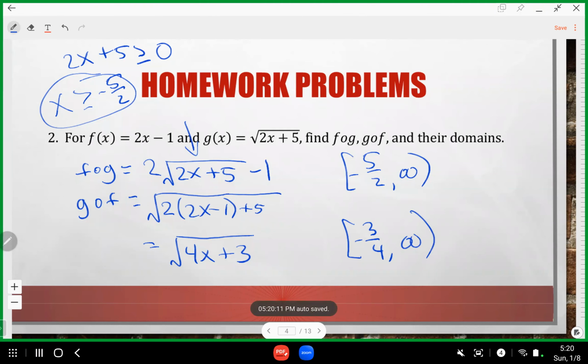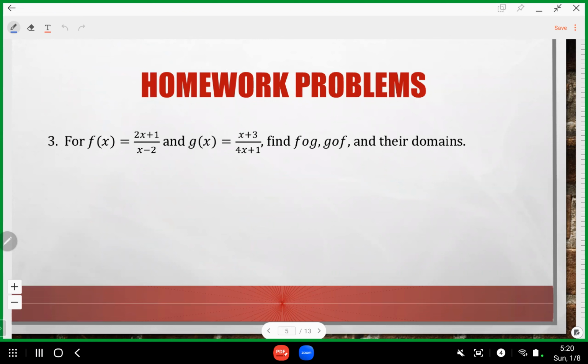All right, so let's move on to the last one. This one, you have to remember about how we did those fractions, right? So remember how we did those fractions.